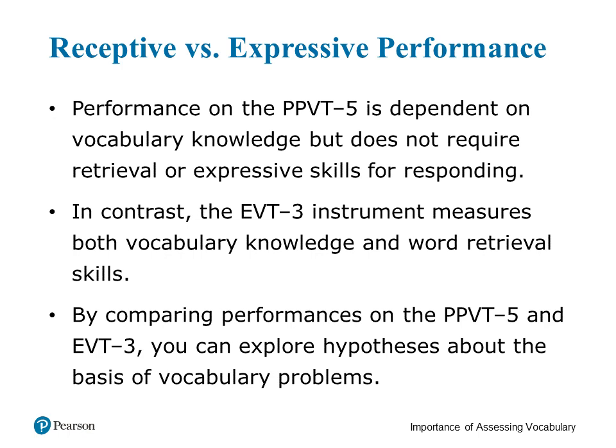So let's look at these. Let's start with receptive versus expressive performance. Performance on the PPVT-5 is dependent on vocabulary knowledge, but it doesn't require retrieval or expressive skills for responding. But in contrast, the EVT-3 instrument measures both vocabulary knowledge and word retrieval skills. So by comparing performances on the PPVT-5 and EVT-3, you can explore some hypotheses about the basis of vocabulary problems. And there are two means of comparing receptive versus expressive performance. These are PPVT-5 and EVT-3 score differences and crossover vocabulary sampling.